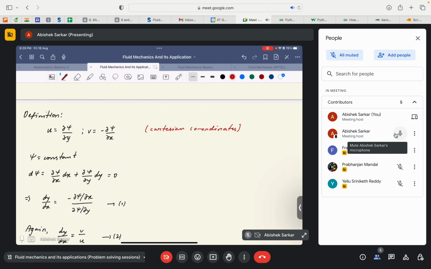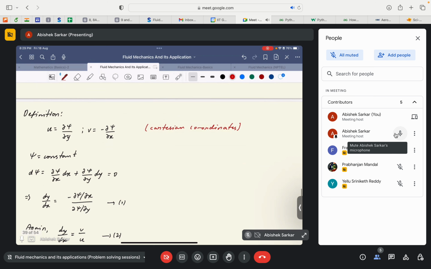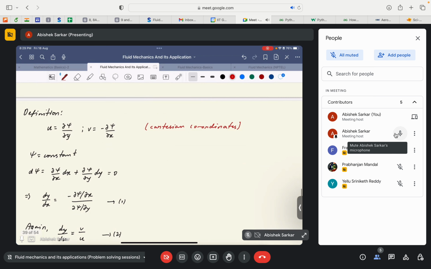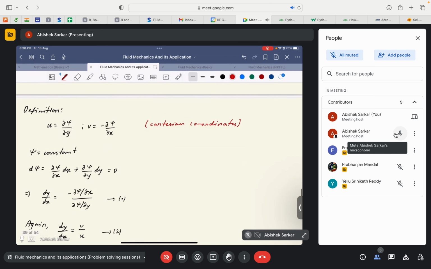So for a Cartesian coordinate system, this is the definition of the stream function: u is equal to dou psi by dou y, and v, the velocity component along the y direction, would be minus dou psi by dou x. You will eventually see that this definition of stream function inherently satisfies the continuity equation.